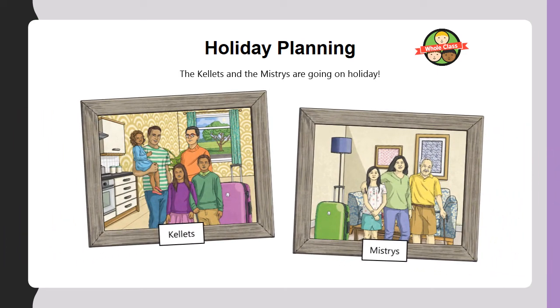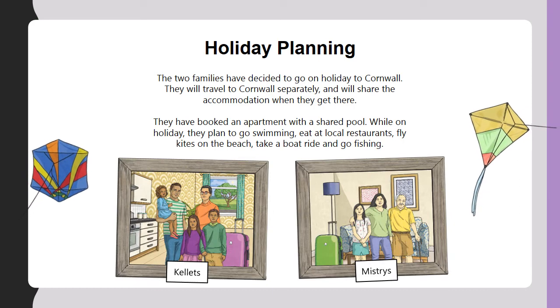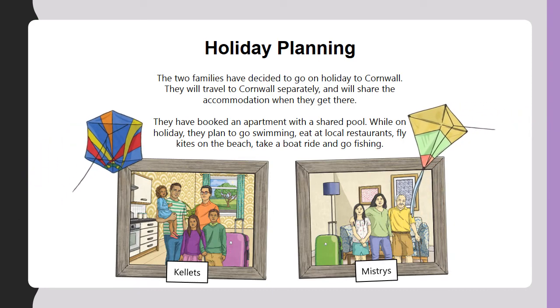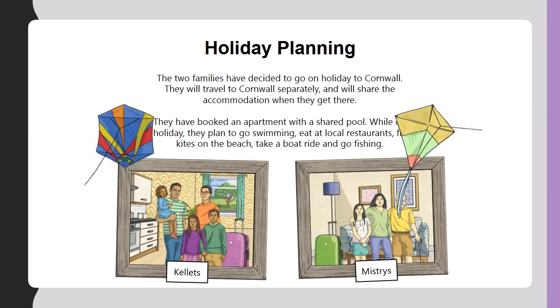Let's try and solve a little problem together. Here on the left we have the family, the Kellets. On the right is the family, the Mysteries, and they are going on a holiday. They've decided they're going to go on holiday to Cornwall. And they're going to travel to Cornwall separately. And they'll share the accommodation when they get there. So they'll share this place that they'll be staying, but they're going to travel separately.